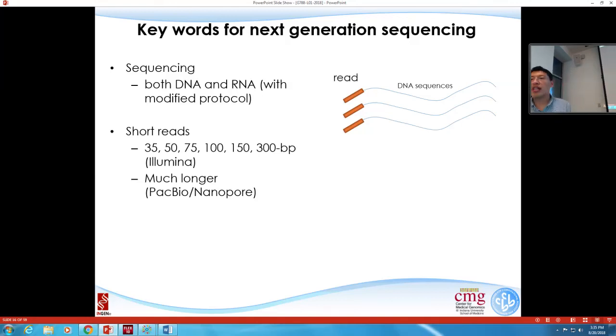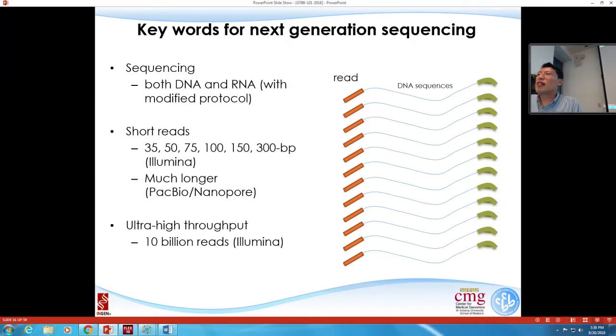Each sequence is called a read, a sequencing read. In some cases, we can also sequence from both ends. That is called either paired end or mate pair sequencing. We'll have a little bit more definition of this in the next lecture. But there are some other sequencers, which a lot of people define as third generation sequencers, and they can sequence much longer reads, like PacBio technology or nanopore technology.